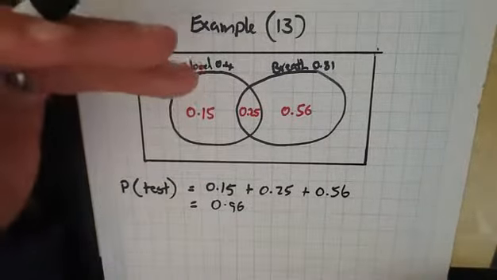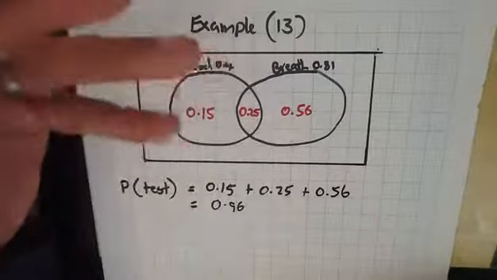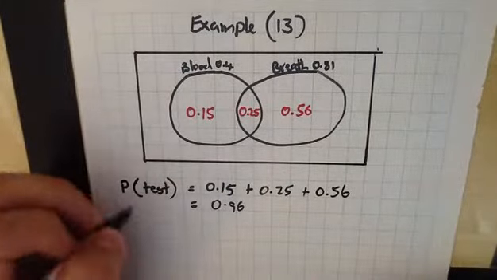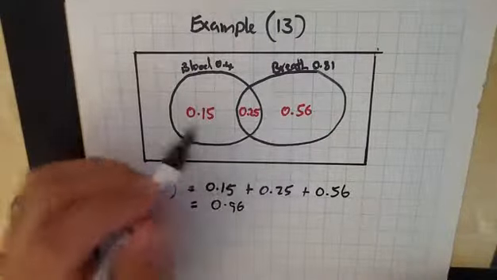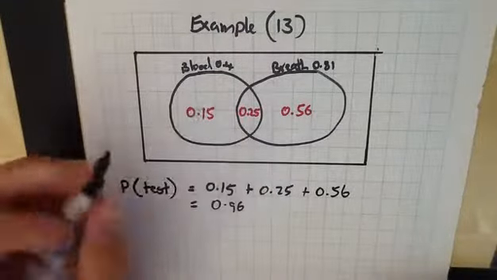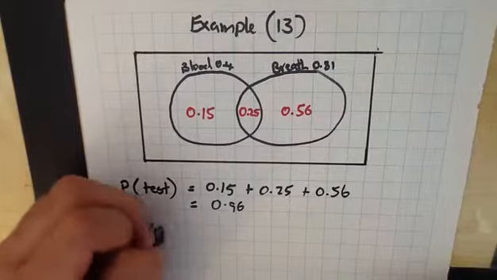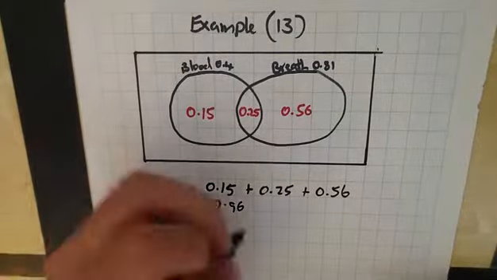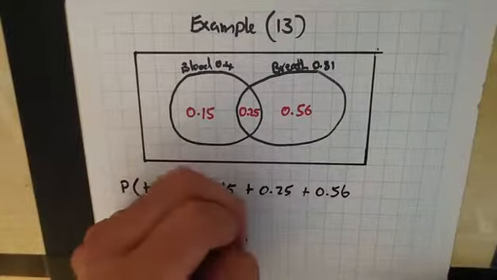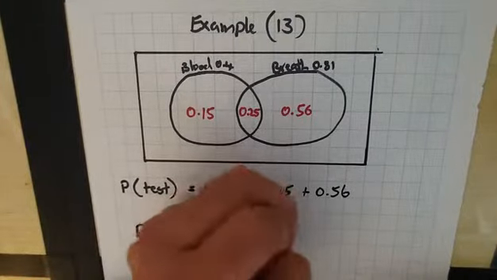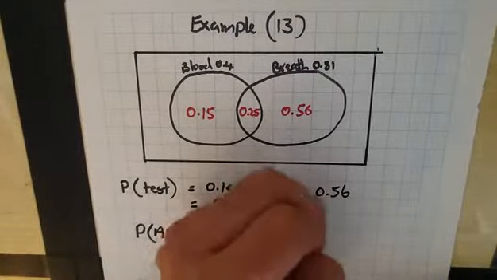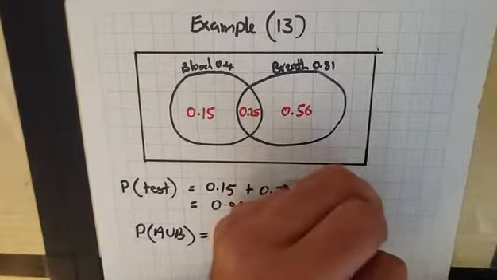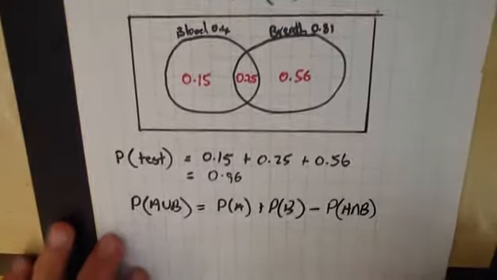If we didn't have the Venn diagram, or I mean we do have it, but you can use the addition rule. The probability of getting a test of some sort is really the union. And the addition rule says the union of A and B is the probability of A plus the probability of B, subtract the intersection. Always got to subtract that intersection, it gets added twice.